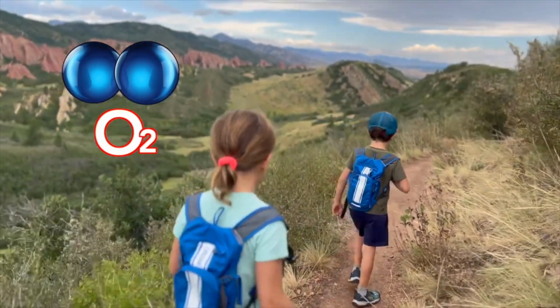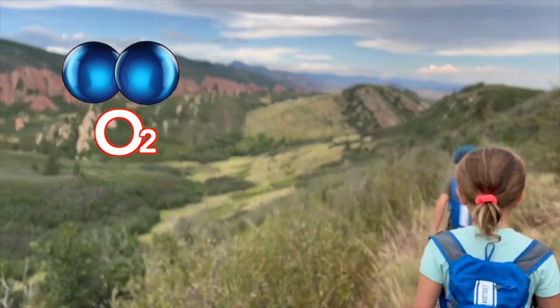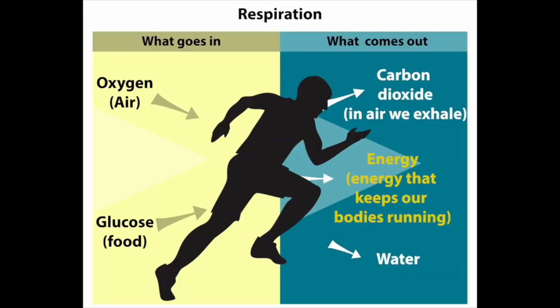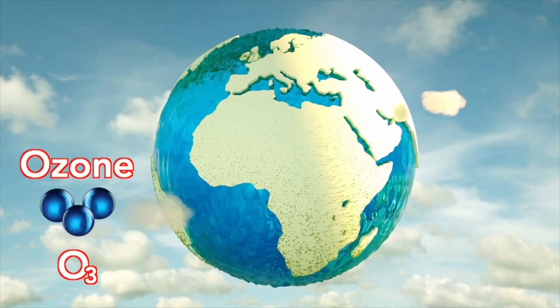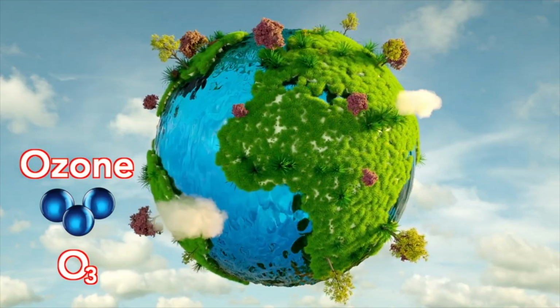Number 1, we need oxygen to live. The cells of our body use oxygen in a process called cellular respiration, which releases stored energy to power our body and brain. And 2, as ozone, it allows for life on the surface of the Earth.